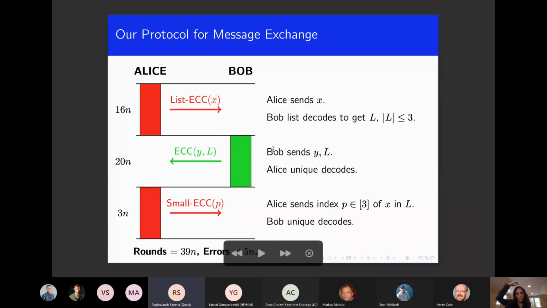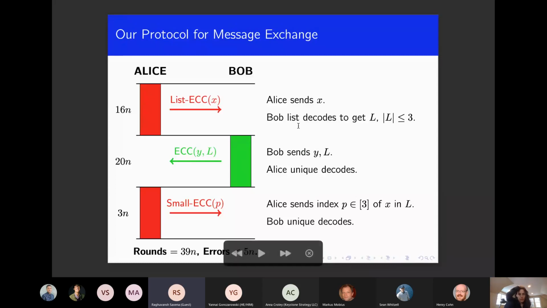In the second part, Bob takes his input Y, he takes the list L that he computed in the first round, and he encodes this pair Y comma L using a standard unique decodable error correcting code. And Alice just unique decodes. So once you have a unique decodable error correcting code, the maximum error resilience you can hope for is 1/4. And again, the length is 20 and the errors is 5n. So the fraction of errors is less than 1/4. And therefore, I can promise you that this part will also work correctly.